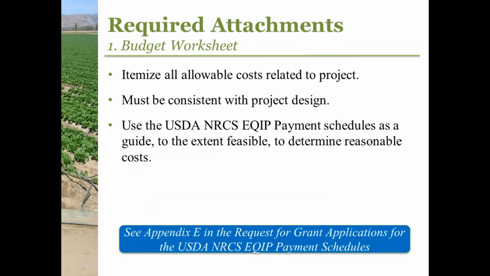Of course, for the required attachments, you need that budget worksheet. This is an itemized section that has all allowable costs related to the project. And it must be consistent with the project design. So we need to make sure that if your project design indicates that you're putting in 10 soil moisture gauges, your budget indicates that there are 10 soil moisture gauges. We use the USDA NRCS EQIP payment schedule guide to the extent it's feasible to determine what is considered a reasonable cost. And if you see Appendix E in the request for grant application, you'll see a payment schedule for that.